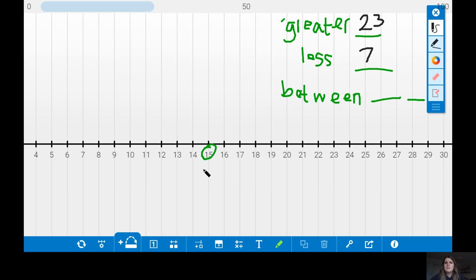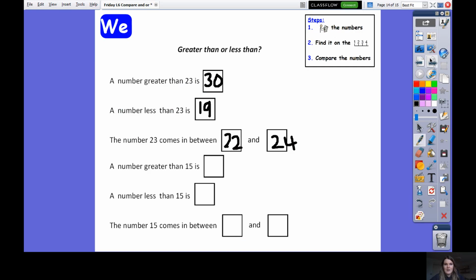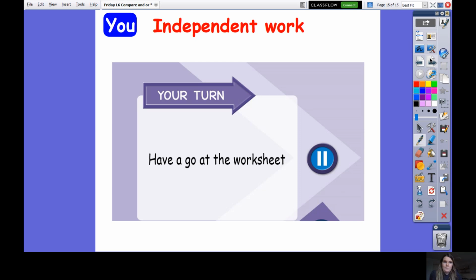Okay, so what numbers are 15 between? What two numbers are on either side of 15? 14, well done, and 16. Well done, everyone. 14 and 16 are the numbers that 15 is between. Fantastic. I think you're ready for the worksheet now.